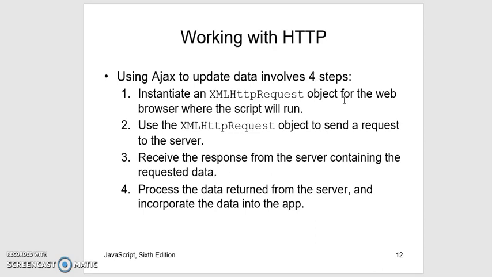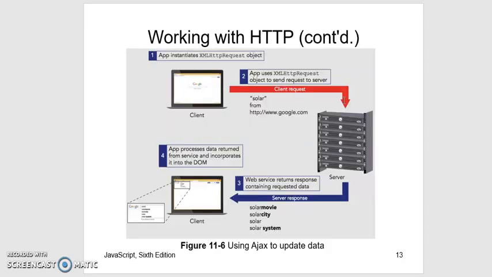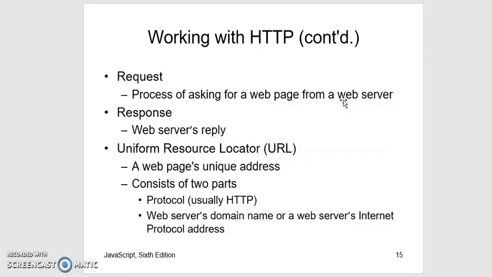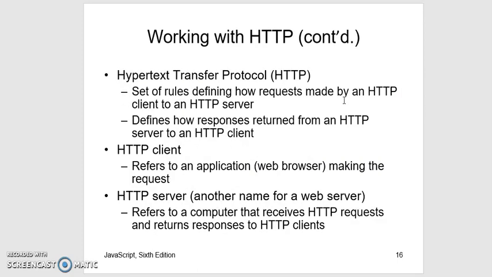So when we use Ajax, which is, again, the combination of JavaScript and HTML and a server language like PHP to work together, it involves 4 steps. The first is creating the object, and that's done on your local computer. Then it sends that object to the server. The server processes that object and it returns the data. So that's the gist of what's going on within this chapter.